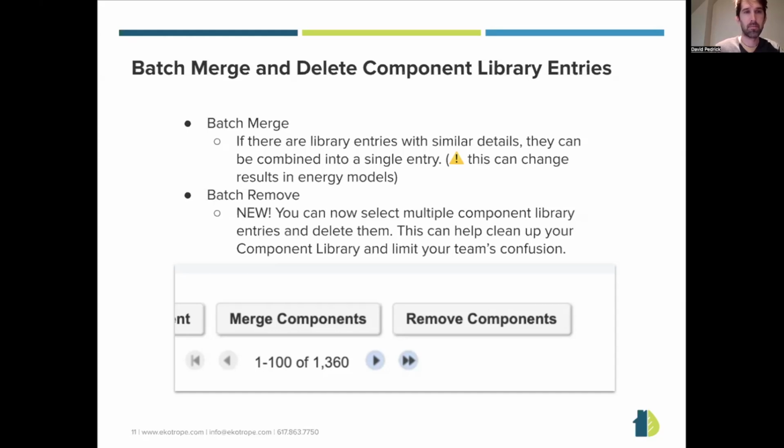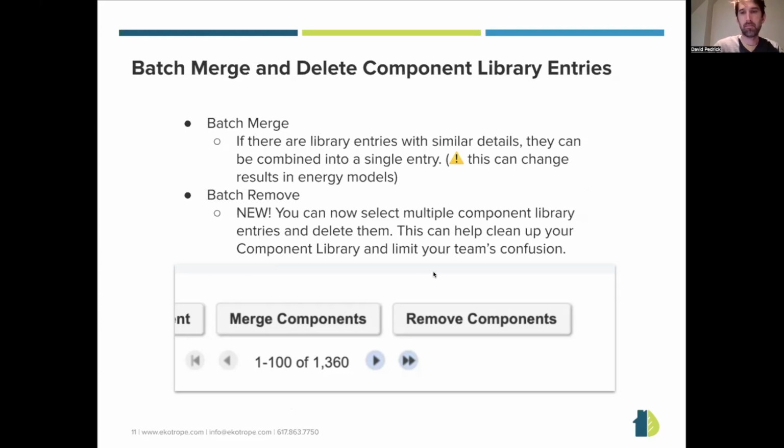One brand new feature is the remove components in batch. So now in the component library, you can select multiple wall assemblies, furnaces, what have you, and delete them. So we know a lot of folks have fairly large component libraries. Hopefully, this helps you clean it up. And again, I think there's a lot more functionality we'd like to add to this component library as well. But we know batch remove has been a highly requested feature for quite a while. So just wanted to share that.